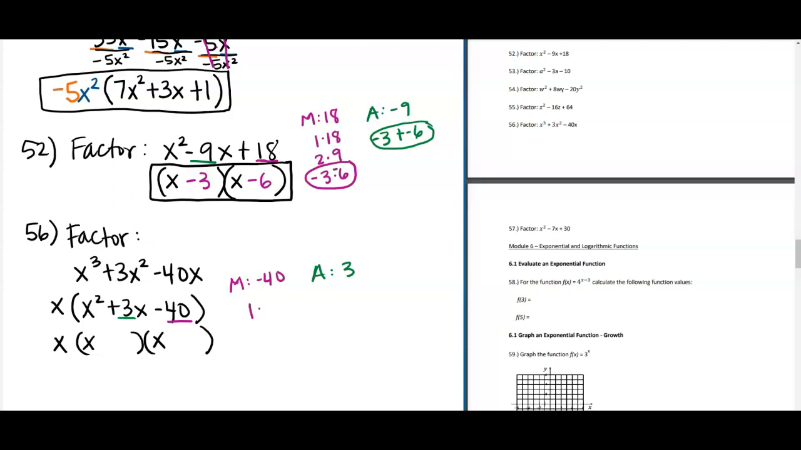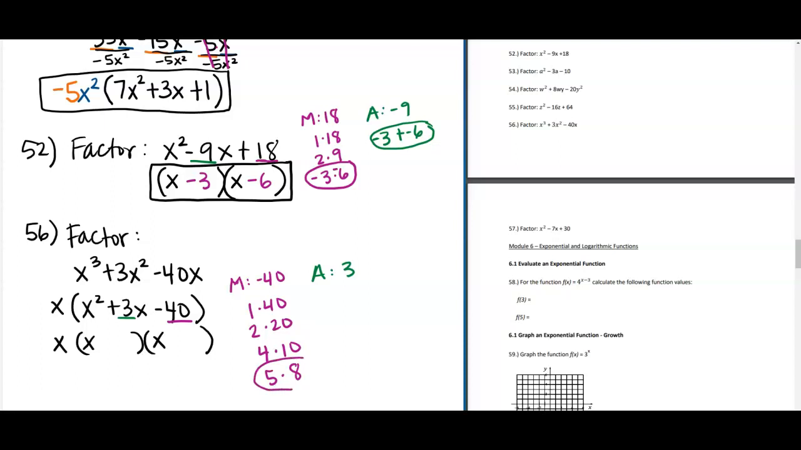Meaning 1 times 40 is 40, right? 2 times 20 is 40. 3 doesn't divide into it. 4 times 10 is 40. And then 5 times 8 is 40. And so now I'm going to look at these and say, okay, is there any way if I add or subtract these factors that I would end up with a positive 3?